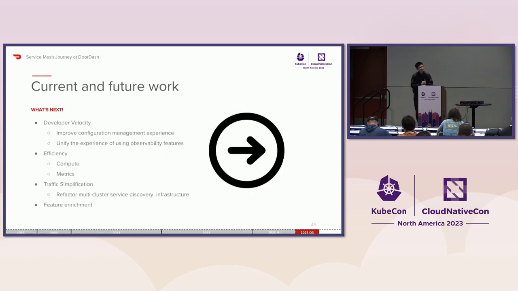So here's a quick overview of our current and future work. Developer velocity became a prominent concern. More effort is now directed towards making the experience of configuring Envoy more developer-friendly and improving the user experience of leveraging all observability-related features. For efficiency, the way we currently save the cost of compute and metrics usage is still manual, and we need tools to eliminate the waste here. We're also trying to leverage the mesh to simplify some other traffic infrastructures. In this case, we are actively working on a new architecture to build a multi-cluster service discovery solution. And of course, we should continue to add more features to support our users.